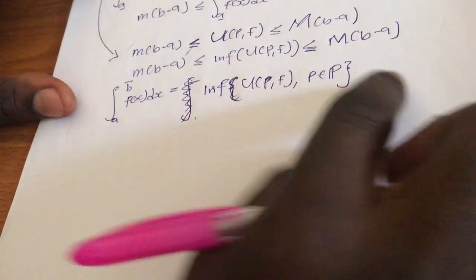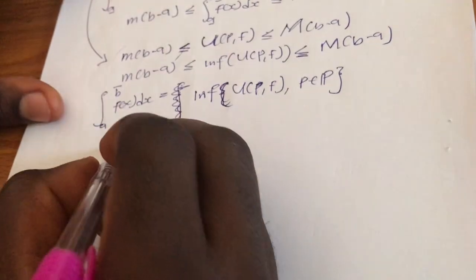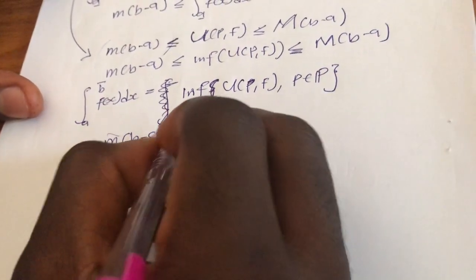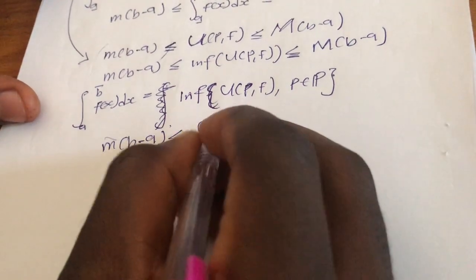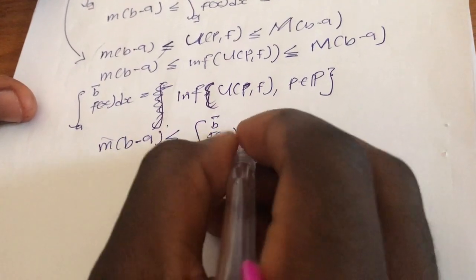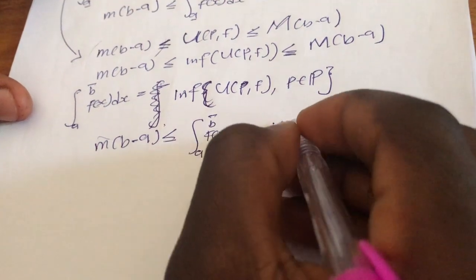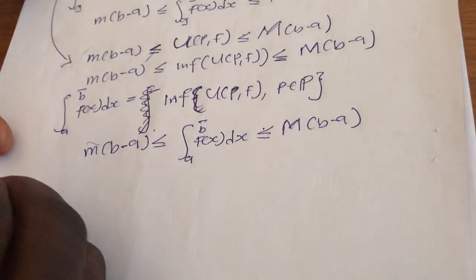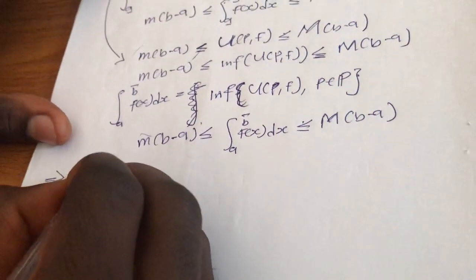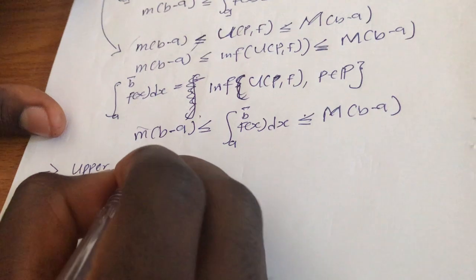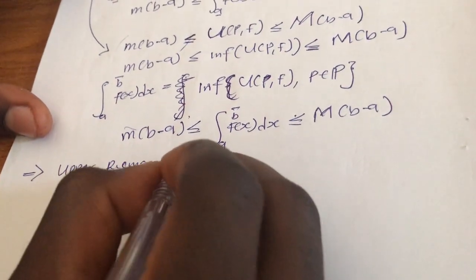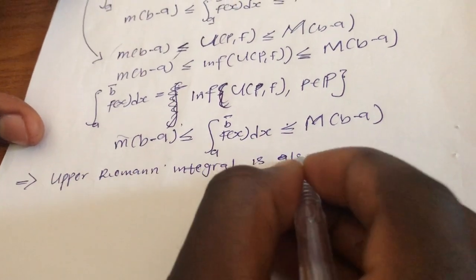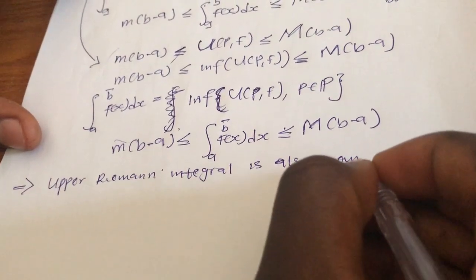Now this one, you can see we have it here, and this is our upper Riemann integral. So this is telling us that our upper Riemann integral is also bounded. This implies that the upper Riemann integral is also bounded.